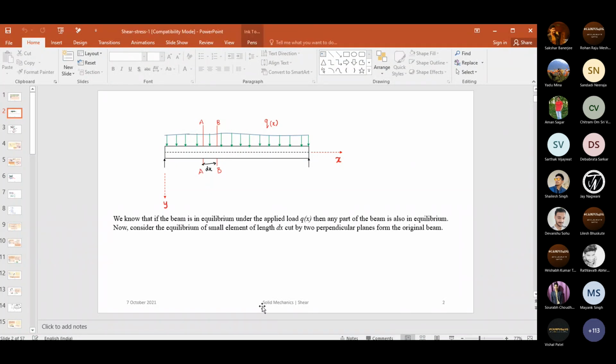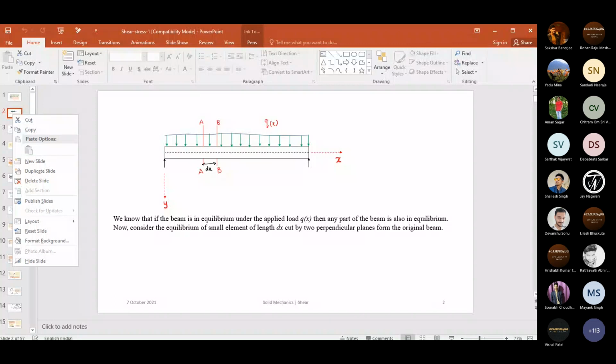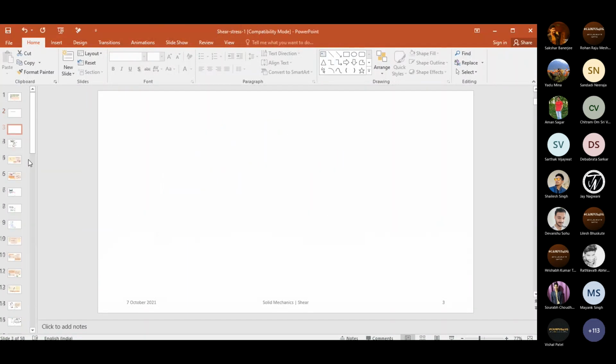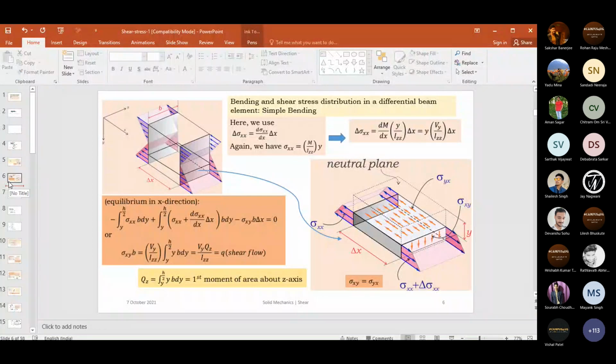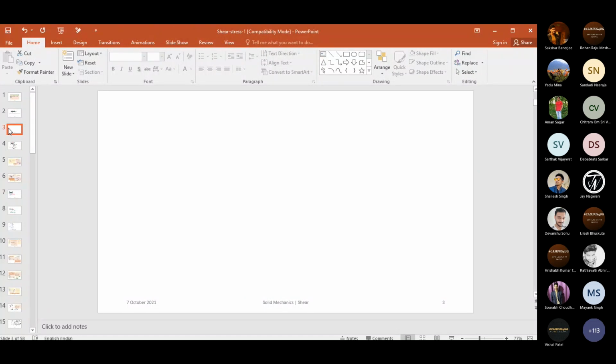Okay, I think we will draw, if it is uniformly distributed load, let's say, okay, we will introduce rather than drawing here. New slide. Oh, what happened?